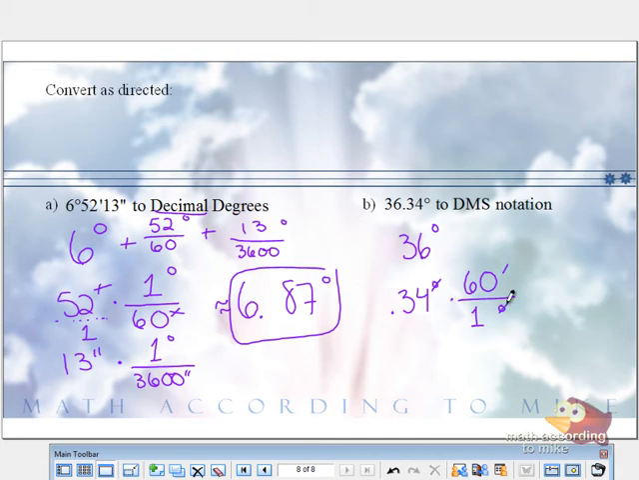You're still going to get a decimal. It's okay. 20.4. Thank you. So 20 is the whole part. So you do 20, and that's how many minutes you have.